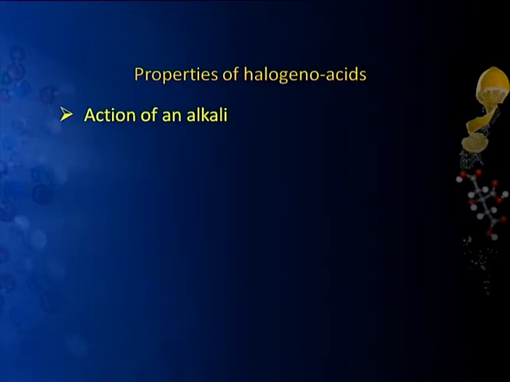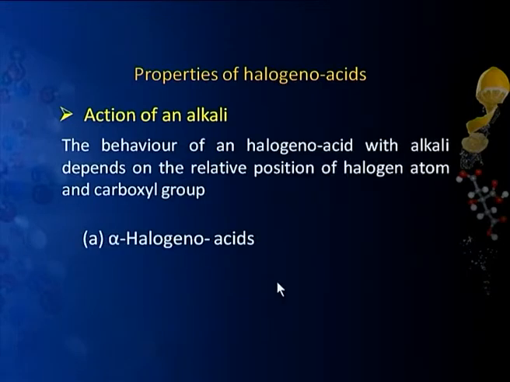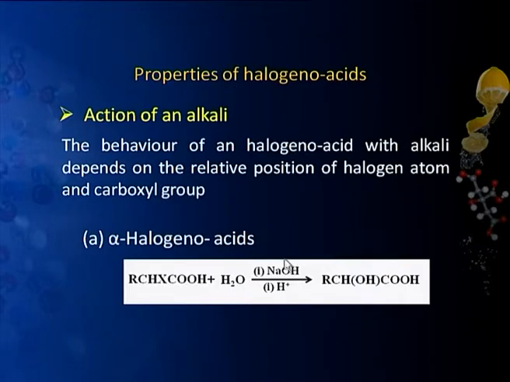Then action of alkali. This is the reaction where the effect of both the functional groups is observed. The alpha halogen acid, as I said earlier, has a halogen that becomes more reactive due to the presence of this carboxyl group and can be easily substituted by weak bases. So, on treatment with sodium hydroxide or sodium carbonate or even with moist silver hydroxide, this halogen can be substituted and we will get alpha hydroxy acids. So, the basic reaction is that alpha halogeno acids will give alpha hydroxy acids.